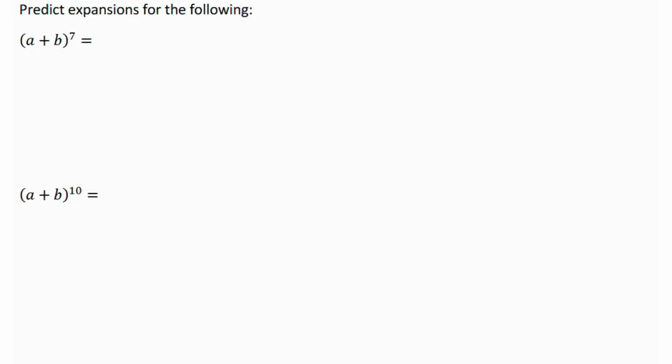So, looking at your answers to the required prior knowledge, the expansions we just did above, hopefully you've managed to spot some patterns or wondered some things. Let's have a look at trying to make some predictions based off of them. So hopefully the first thing you will have noticed is that when we do this, we start with an a to the power of 7 and we end with a b to the power of 7.